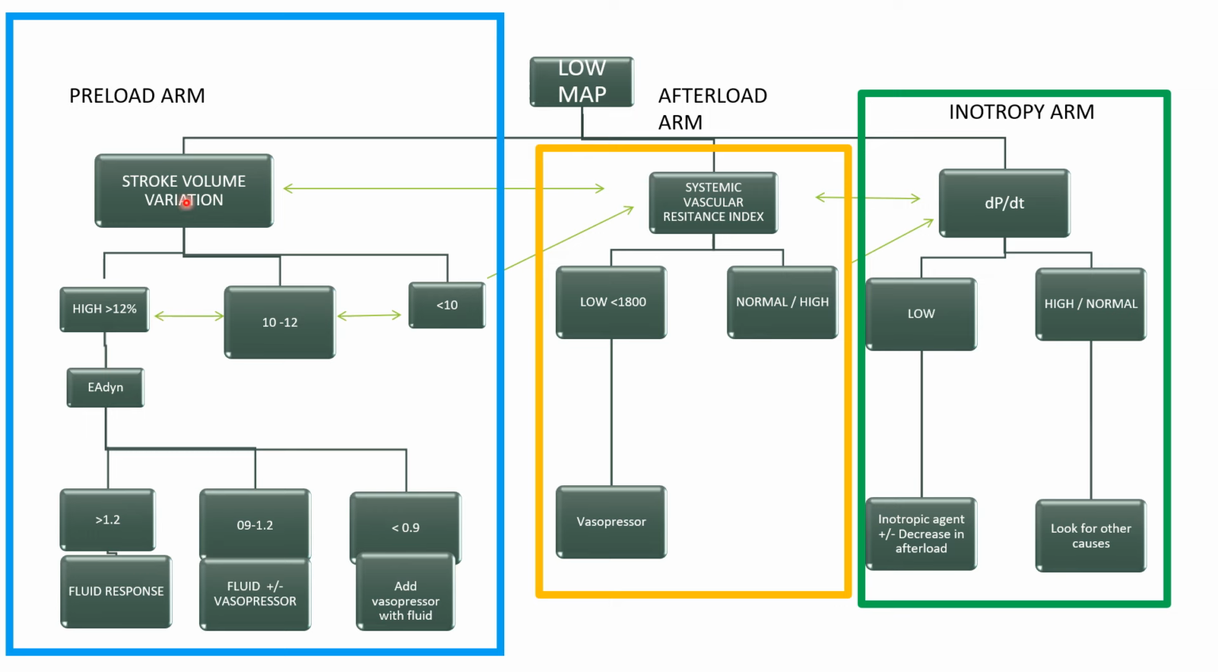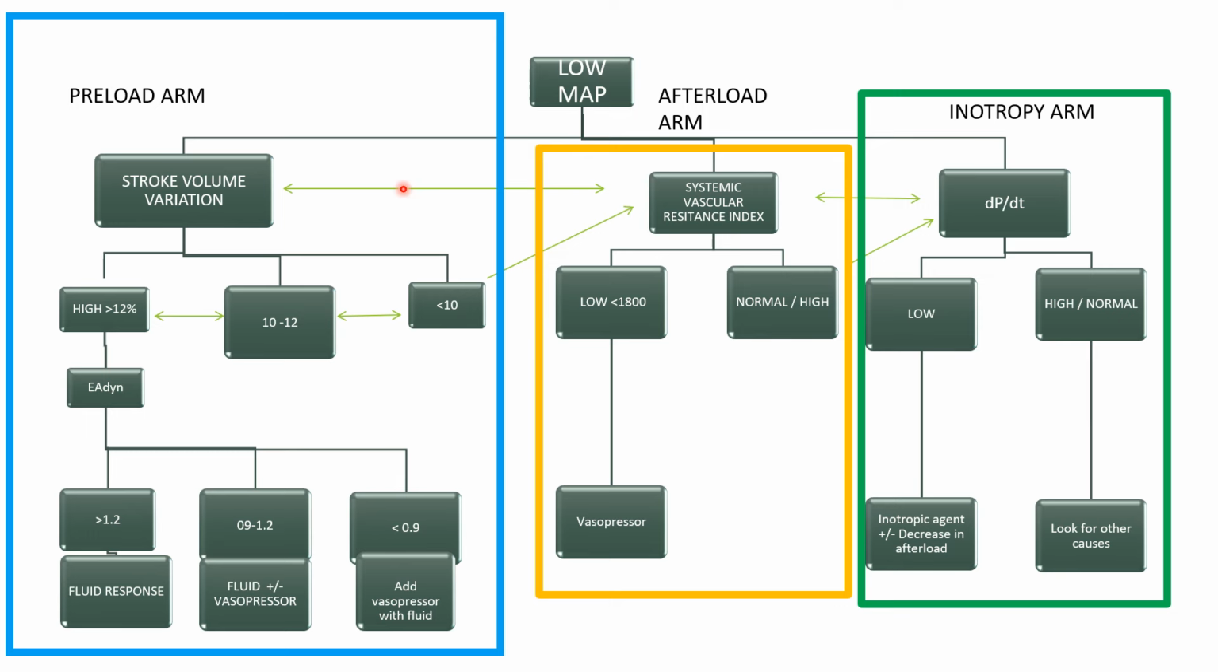So if stroke volume variation is high, I go with the second question, EA time. Now, a value of more than 1.2 means my patient is fluid responsive, meaning just by giving fluids, my mean arterial pressure will increase. And if I have a value of less than 0.9, it means just by giving fluids, my patient won't respond to it. There won't be lateral pressure to increase the mean arterial pressure. It means I need to add a vasopressor with this. So vasopressor along with fluids.